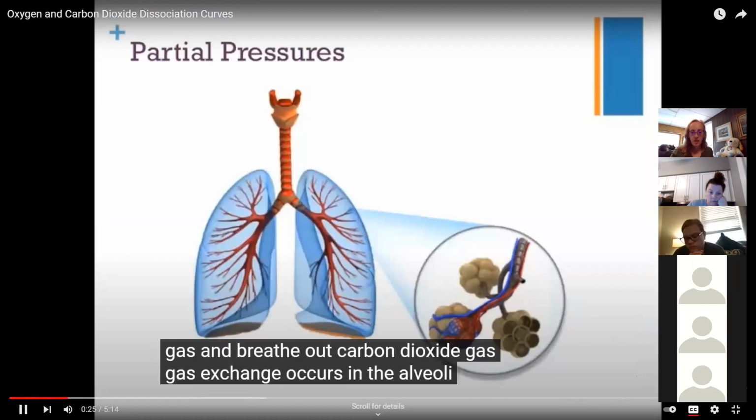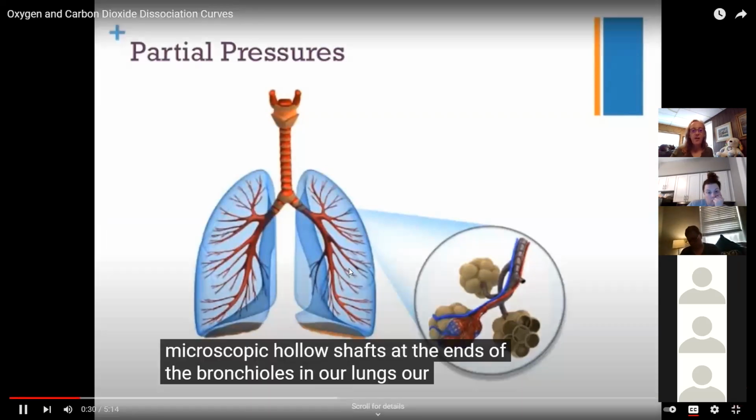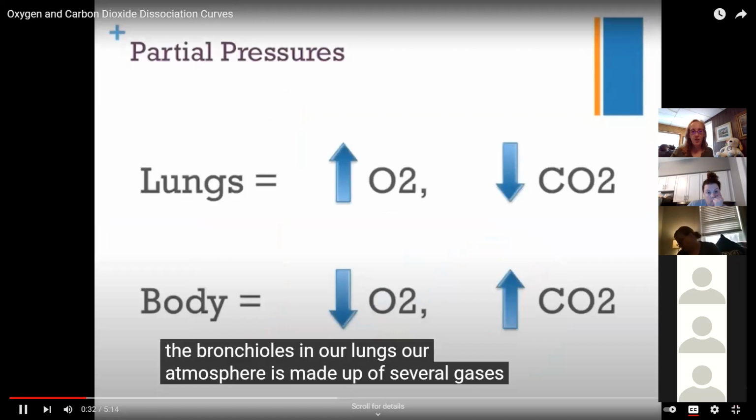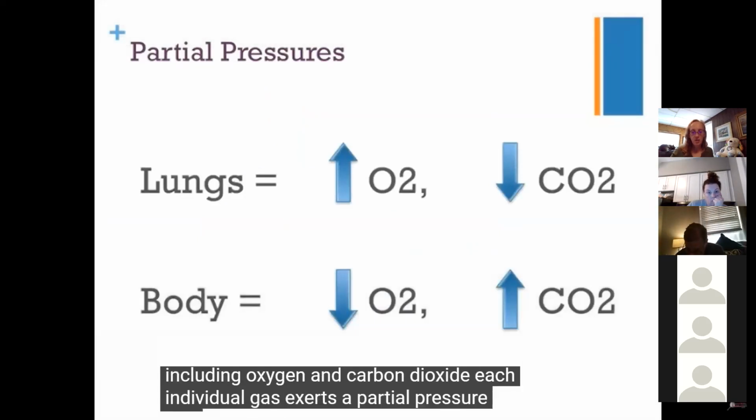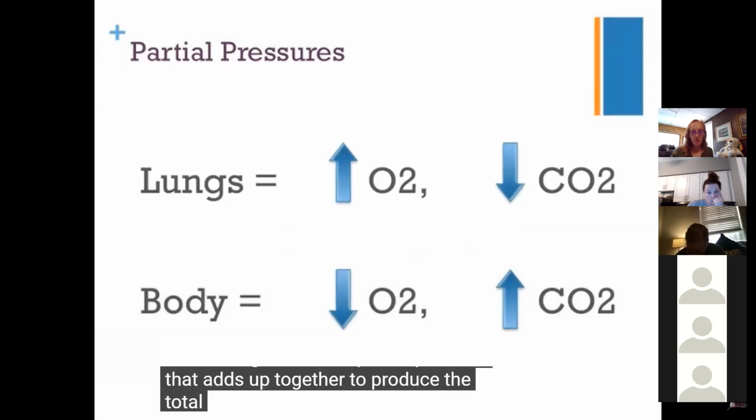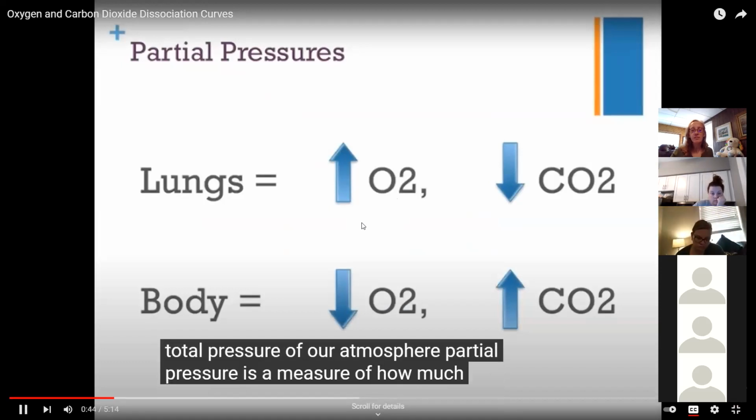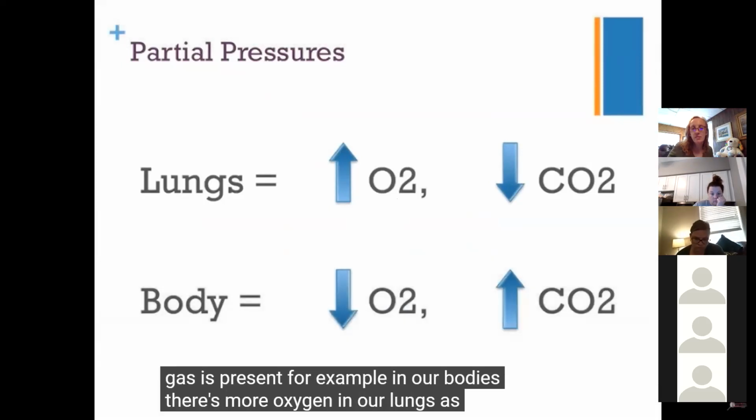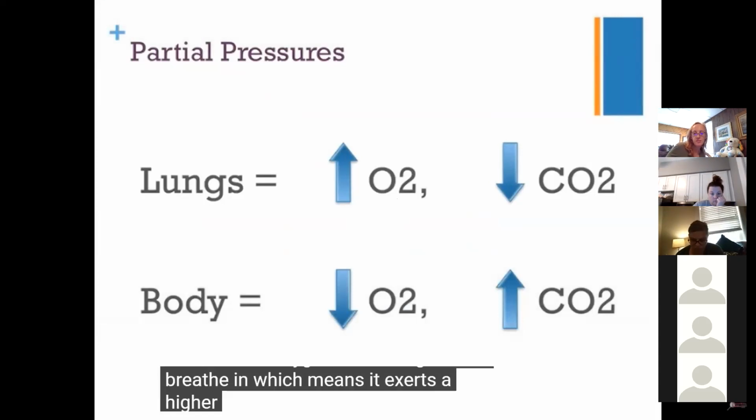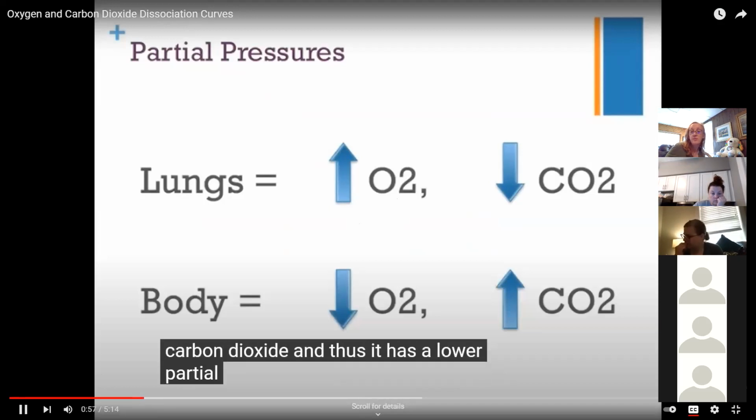Gas exchange occurs in the alveoli, microscopic hollow sacs at the ends of the bronchioles in our lungs. Our atmosphere is made up of several gases, including oxygen and carbon dioxide. Each individual gas exerts a partial pressure that adds up together to produce the total pressure of our atmosphere. Remember, that's Dalton's law. Partial pressure is a measure of how much of a gas is present. For example, in our bodies, there's more oxygen in our lungs as we breathe in, which means it exerts a higher partial pressure. There's less carbon dioxide, and thus it has a lower partial pressure.